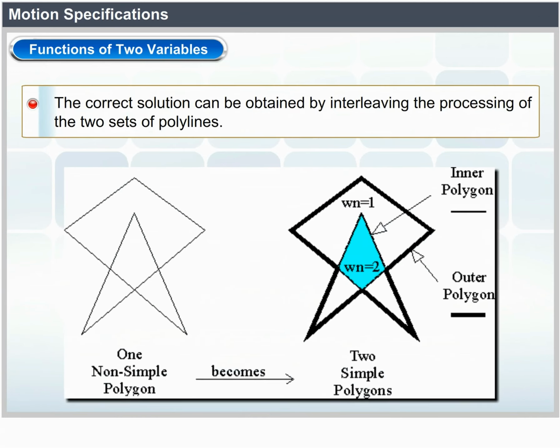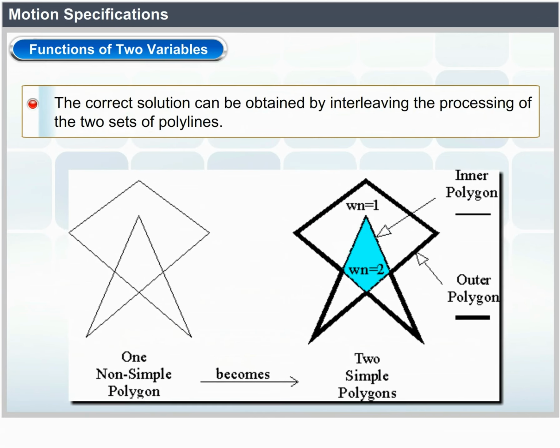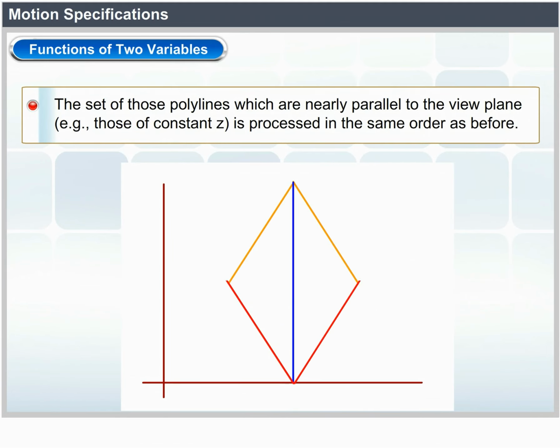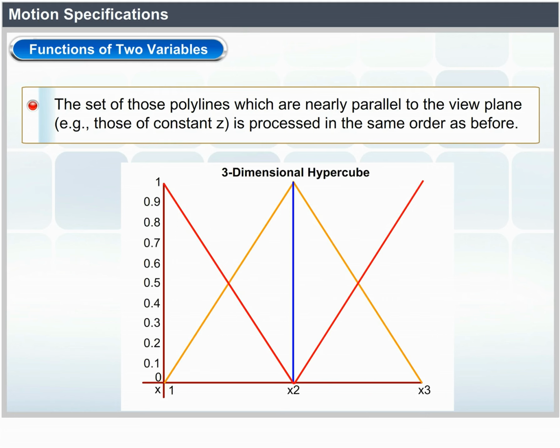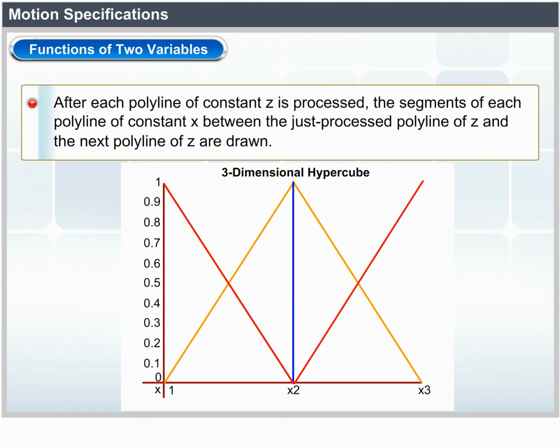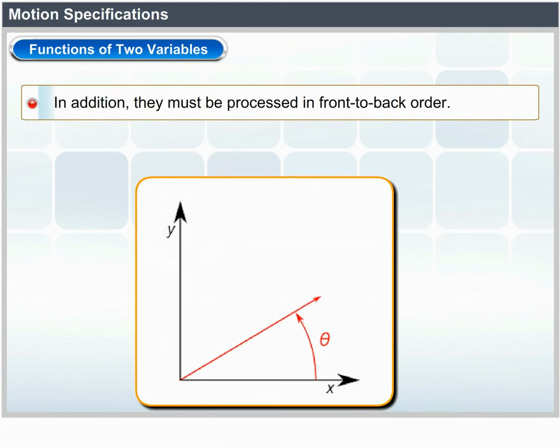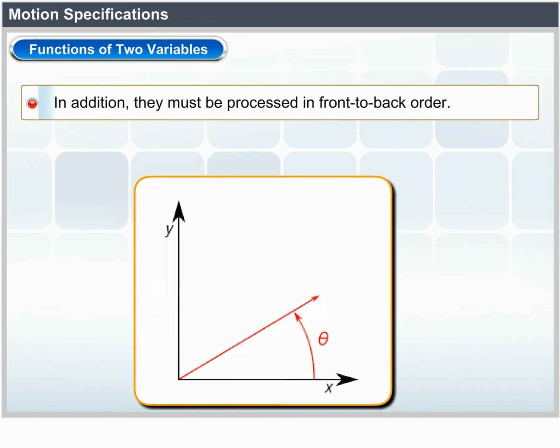The correct solution can be obtained by interleaving the processing of the two sets of polylines. The set of those polylines that are most nearly parallel to the view plane, that is, those of constant z, is processed in the same order as before. After each polyline of constant z is processed, the segments of each polyline of constant x between the just processed polyline of z and the next polyline of z are drawn. The line segments of x must be drawn using the same copy of the silhouette data structure as was used for drawing the polylines of constant z. In addition, they too must be processed in front-to-back order.